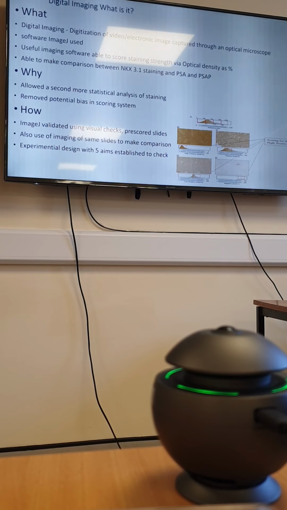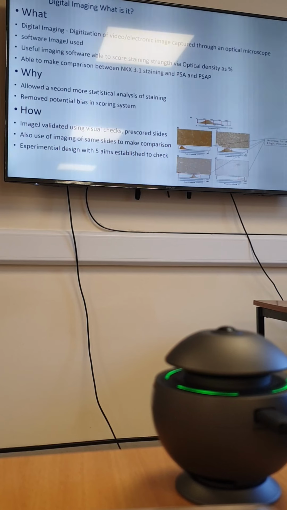And how it was validated, I used visual checks. For example, I used slides from the Human Protein Atlas where certain slides had been scored using that system, and they cross-matched. Then myself and Roddy also scored them and checked them against the system to see if it matched up, and happily it did, so we were able to validate it. We also used the same slides later on, which I'll discuss when I'm covering the PSA and PSAP comparison part. And the experimental design and the 5 aims, so I'm going to cover that now.